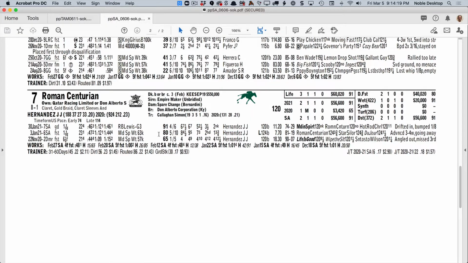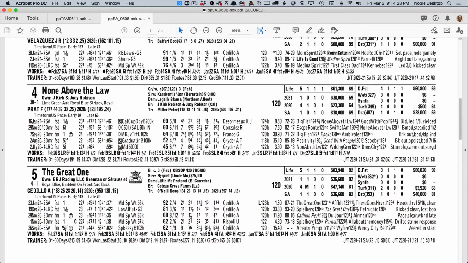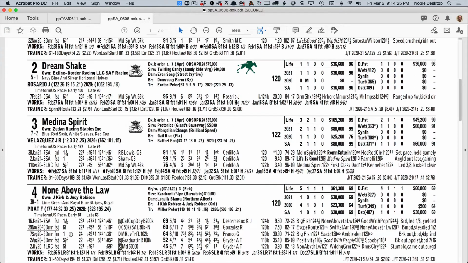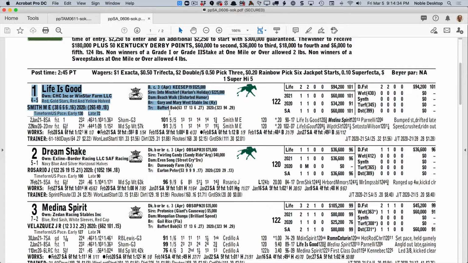I've handicapped this race, and I personally think that the most likely winner is Medina Spirit. However, I wouldn't blame anybody for saying, "Hey, Life is Good, he could be like Justify, right?" Justify was undefeated. The only difference is he actually started as a 2-year-old. So if you had that perspective, it wouldn't surprise me. And who knows? Dream Shake may be something special also.